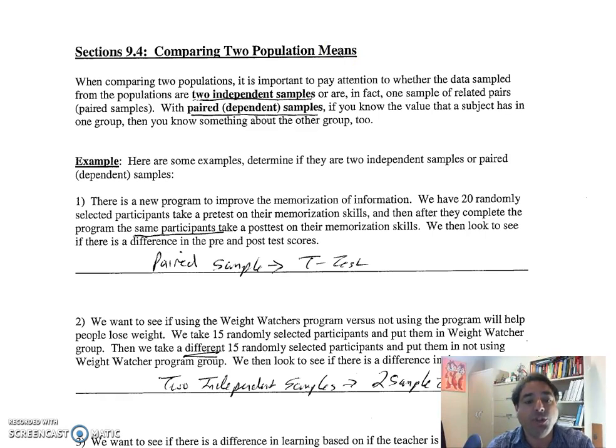So the idea is when we have two independent samples, two separate groups. We have some examples we can talk about. If it's going to be a paired sample, basically together, we'll be doing a regular t-test, or if we have two independent samples, two separate samples, we'll be doing a two-sample t-test.